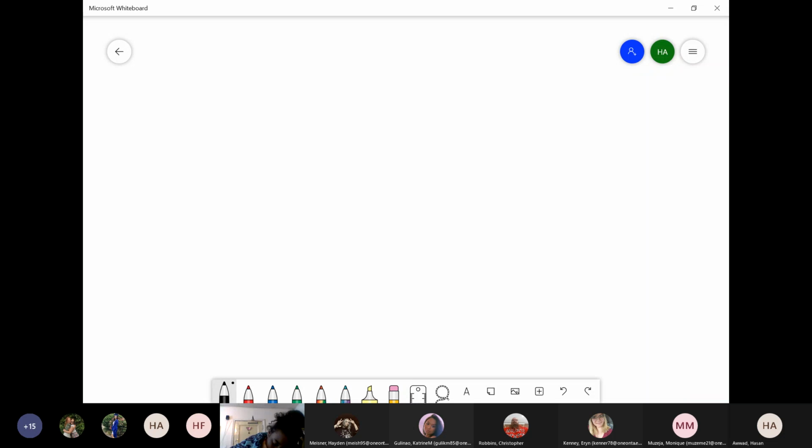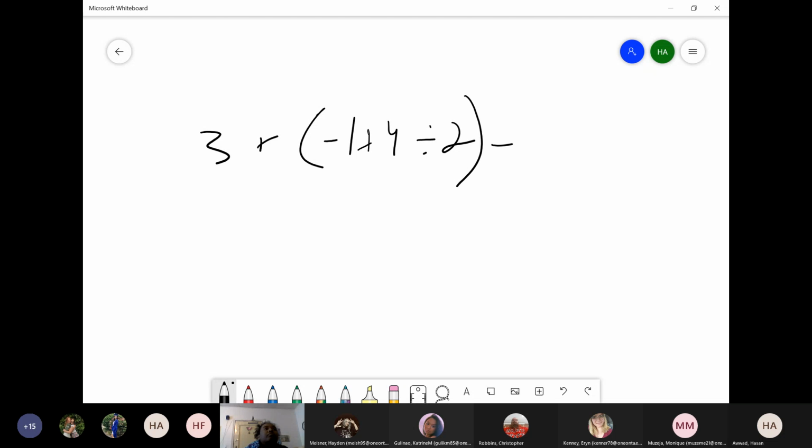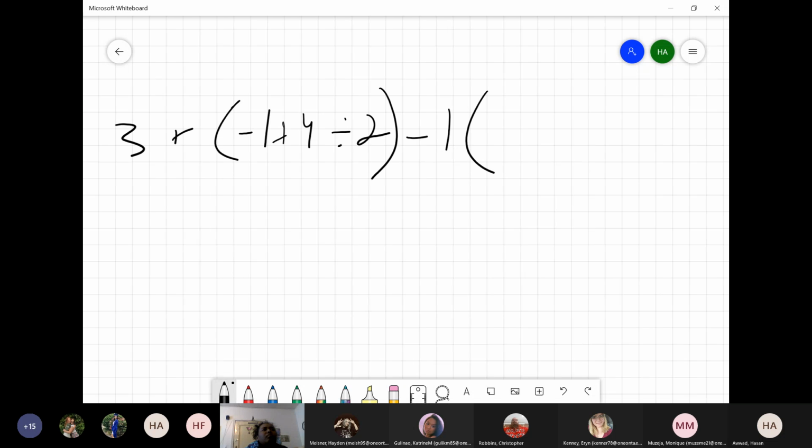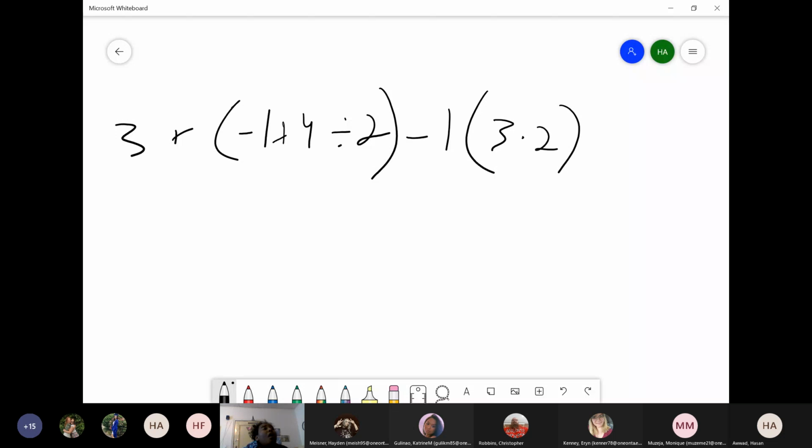Okay, so question 3 just says evaluate, which basically just means give the number back, right? Do the operations, see what happens. So the following evaluation is on. We have 3 plus -1 plus 4 divided by 2 minus 1 times 3 times 2 plus 2.